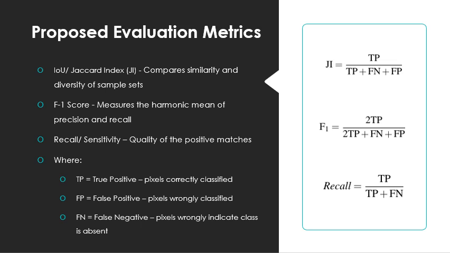The meanings in the formulas are: TP, true positive, or pixels correctly classified; FP, false positive, pixels wrongly classified; and FN, false negative, pixels wrongly indicated as class absent.